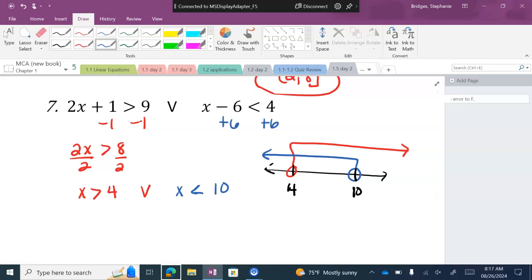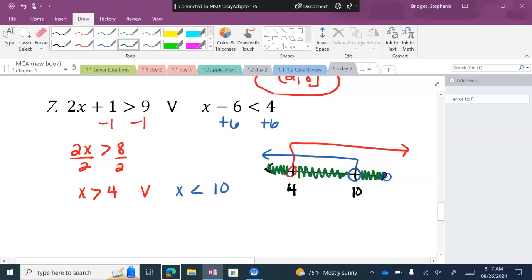Then in the middle, do I have at least one of my inequalities through there? Yeah, so we can shade there. And then to the right, do I have at least one of them through there? Yes, so we can shade there as well. So I'm going to shade, and I'm going to shade, and I'm going to shade.